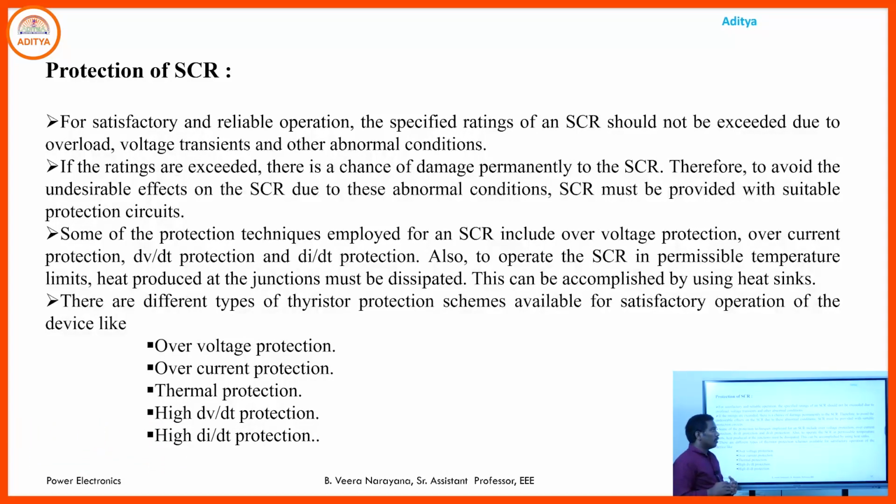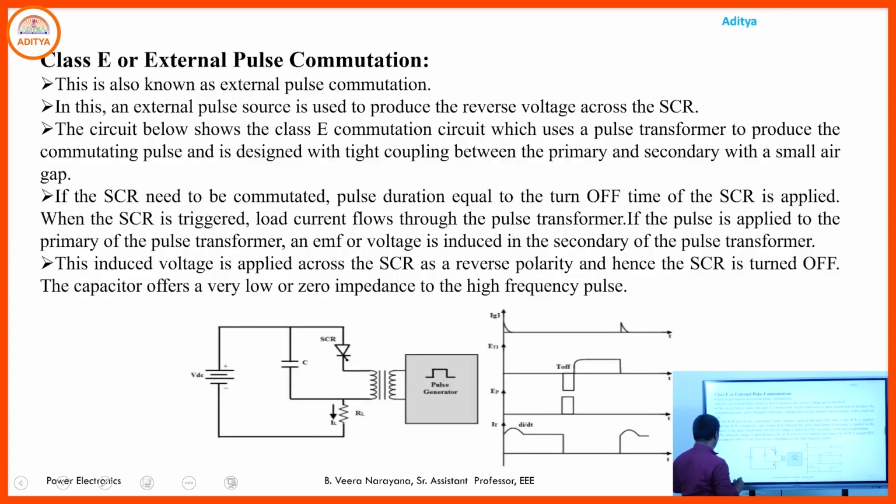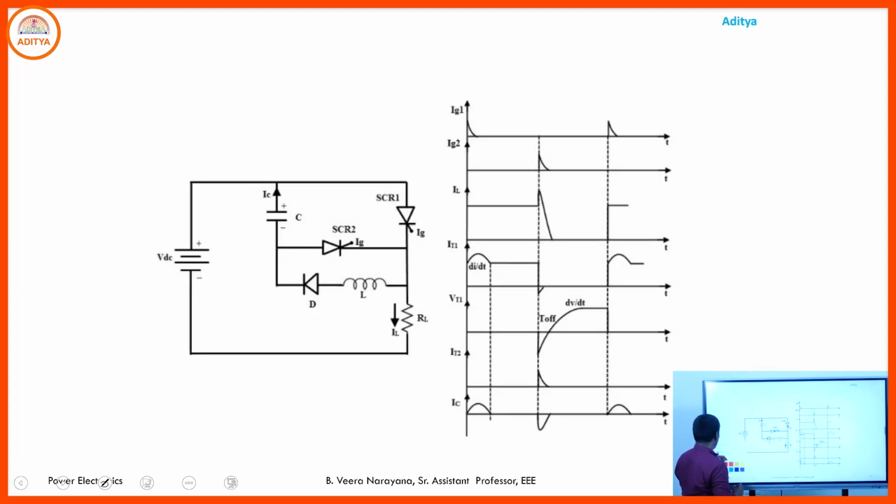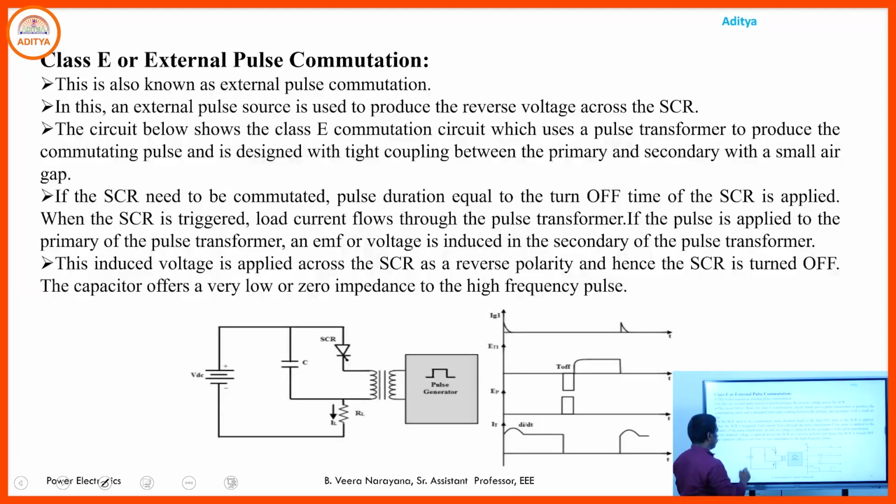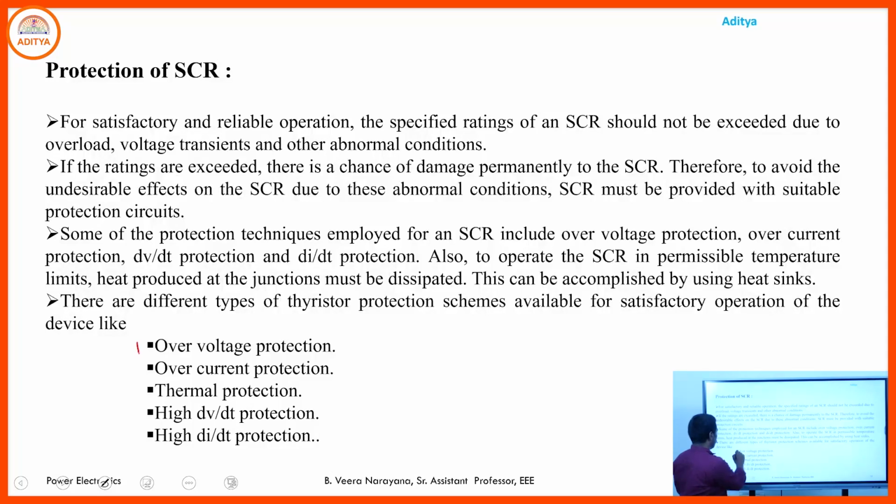Here we are discussing these: over voltage protection, over current, thermal protection, high dV by dt and high di by dt. These are the different types of protection schemes available for satisfactory operation of the SCR.